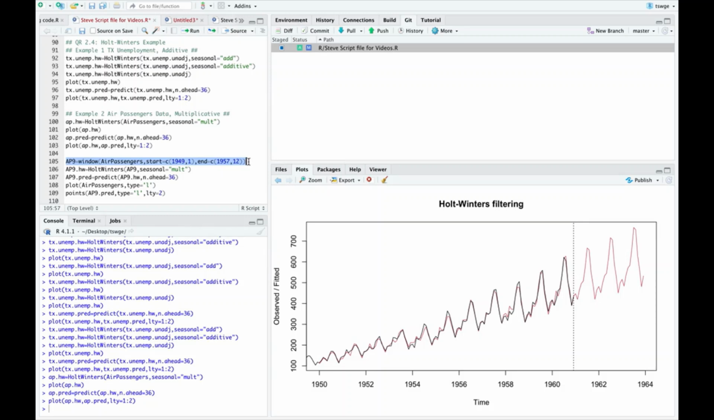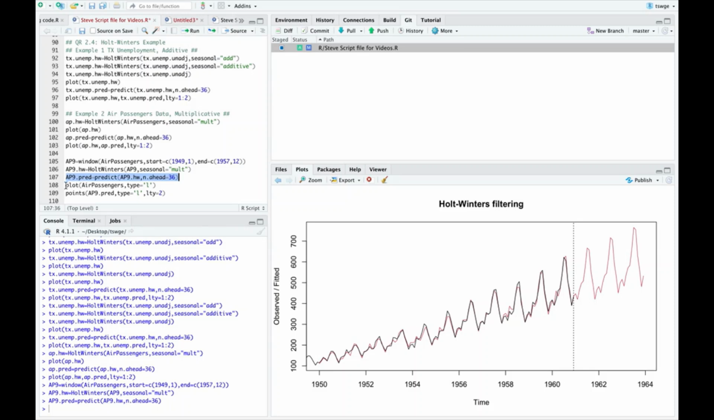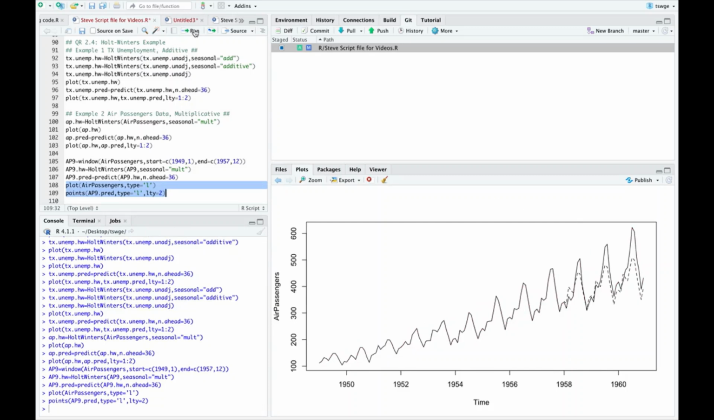And then we're going to use the Holt-Winters syntax on AP9, seasonal equals multiplicative again for the same reason as before. And let's look at that. So remember, it's going to look a lot like this. It's just going to be chopped off. So let's run this. And let's plot. And so here's what we have.